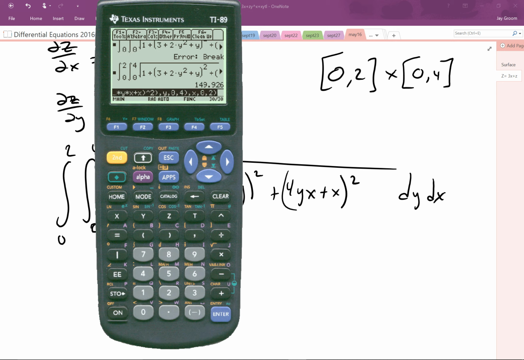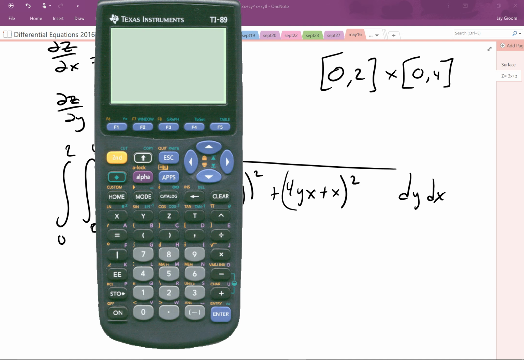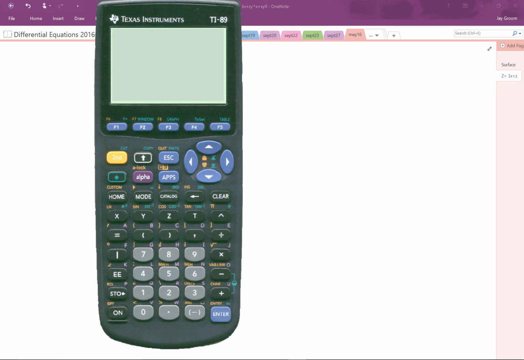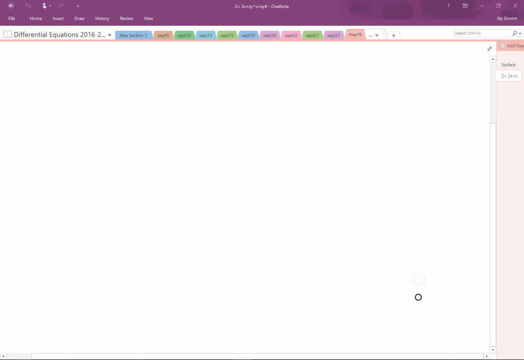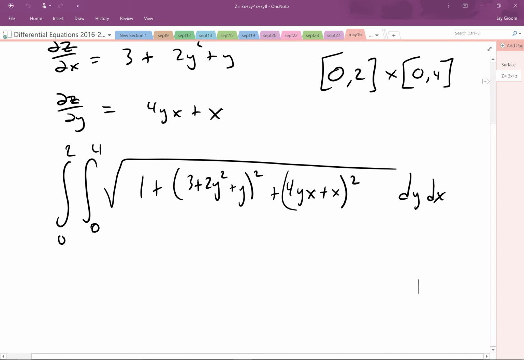Okay, that's 149.926, and it literally shuts off, because now the clock also runs that fast. So it thinks it's been on for 20 minutes, and so it shuts off. So the surface area is 149.9. And that's great, but we're going to use Excel to do this instead.